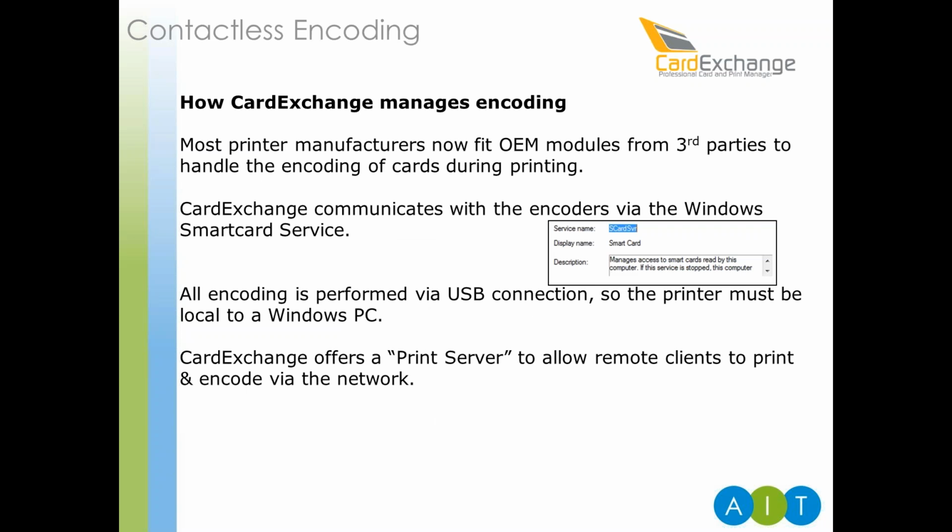So to talk to the cards, CardExchange usually does this via the Windows Smart Card service, so that you can communicate with the card reader. This being the case, the printer must be connected to a PC via a USB cable. Most printers do have a network port, but this can only be used for printing. The encoding of cards is not possible through this.